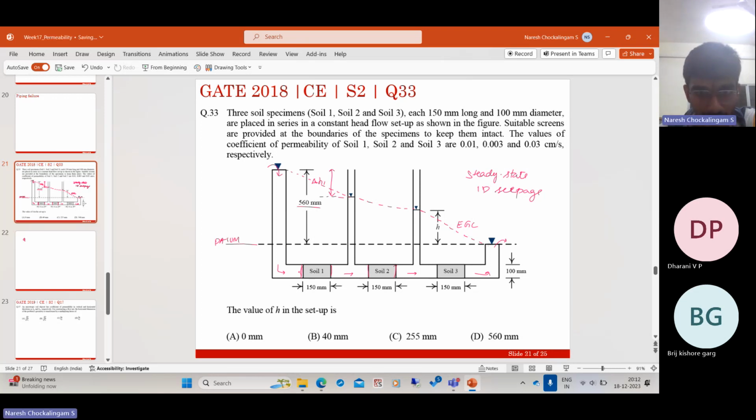So at this point, what is the elevation head? Elevation head is minus something, plus, what is the pressure head? Pressure head is the height of the water column above this point. So from this datum, it is this total height minus this height. And the velocity head is negligible. So this is the total head.